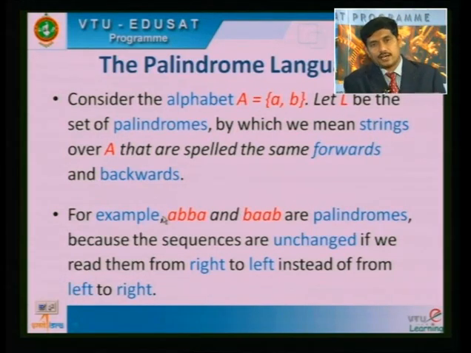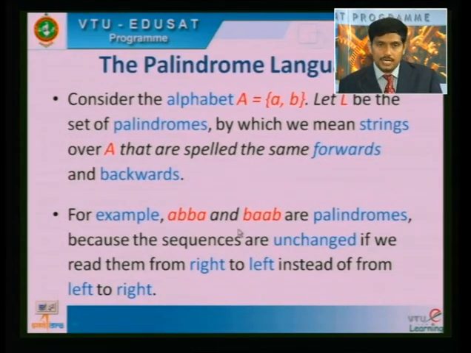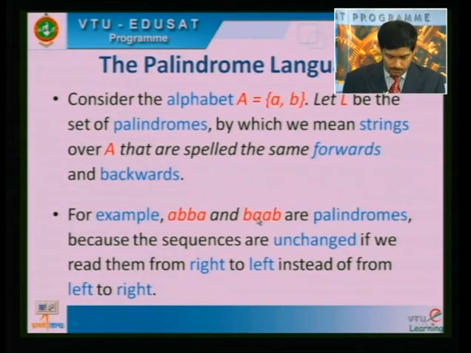For example, we can start from left to right or right to left. The strings abba and baab are palindromes, because the sequence abba is unchanged when written as baab. If we read from right to left instead of from left to right, you can see abba, and also baab. Those are the palindromes.